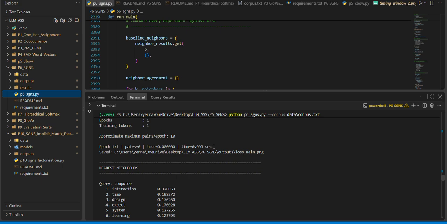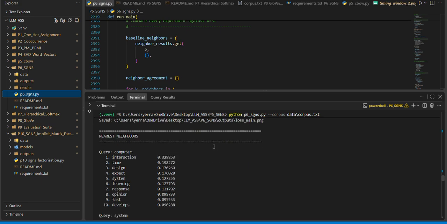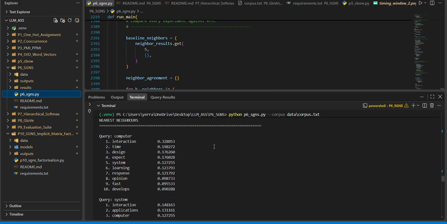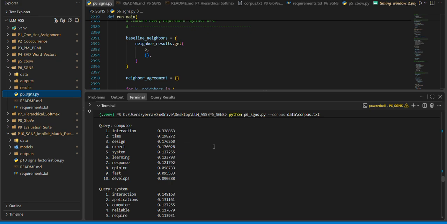Dynamic context window. Instead of always using the maximum context window, a random window size is selected for each target word. For example, if the maximum window size is 5, the actual window may randomly be 1, 2, 3, 4, or 5. This creates a variety of training examples and follows the original Word2Vec training strategy more closely.